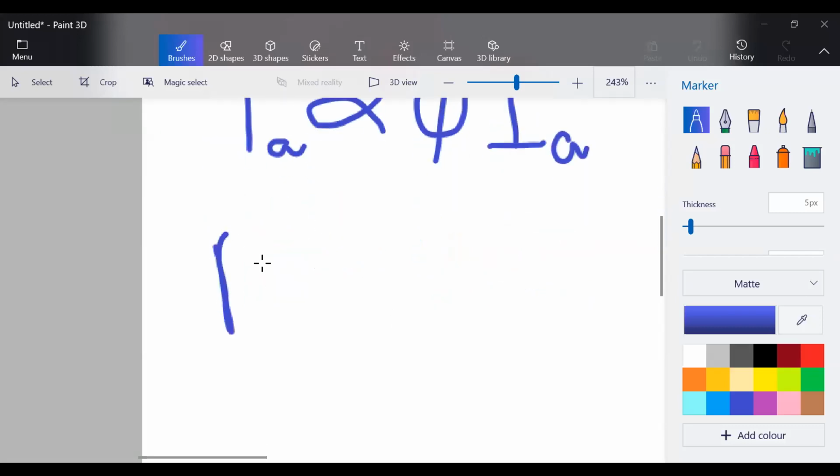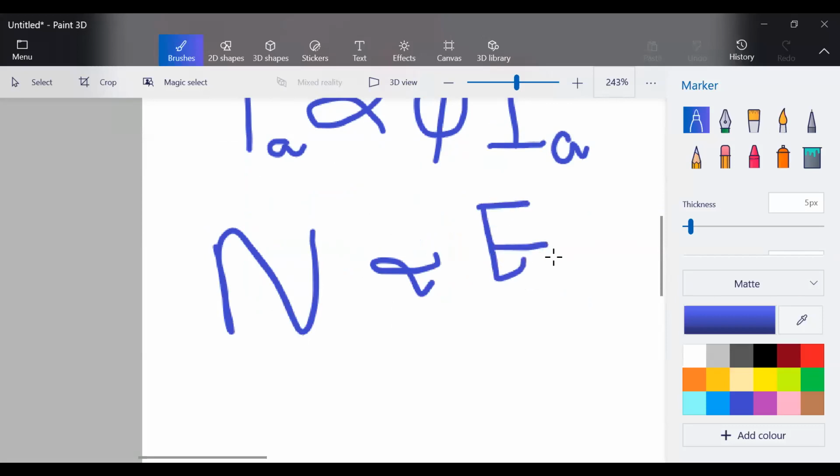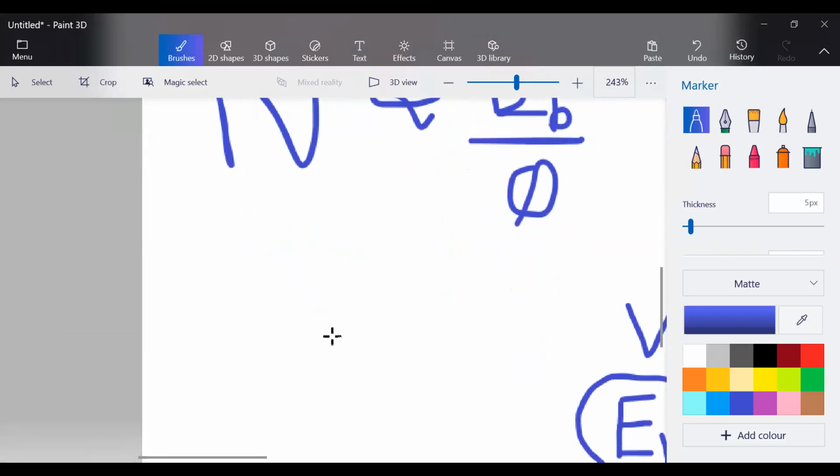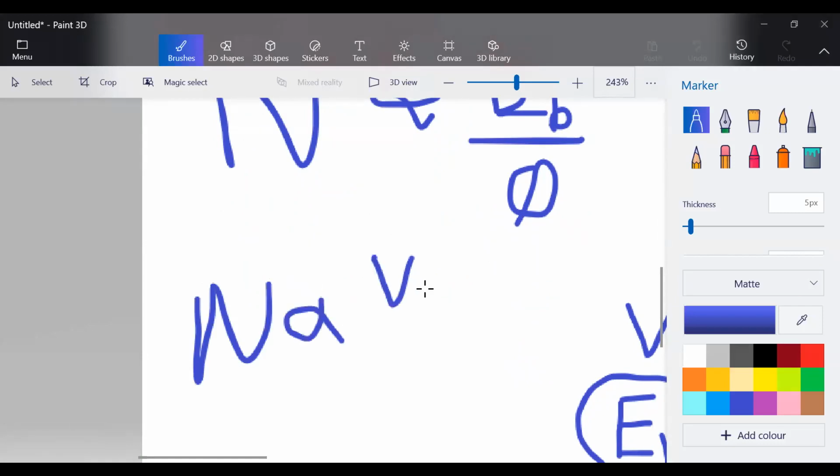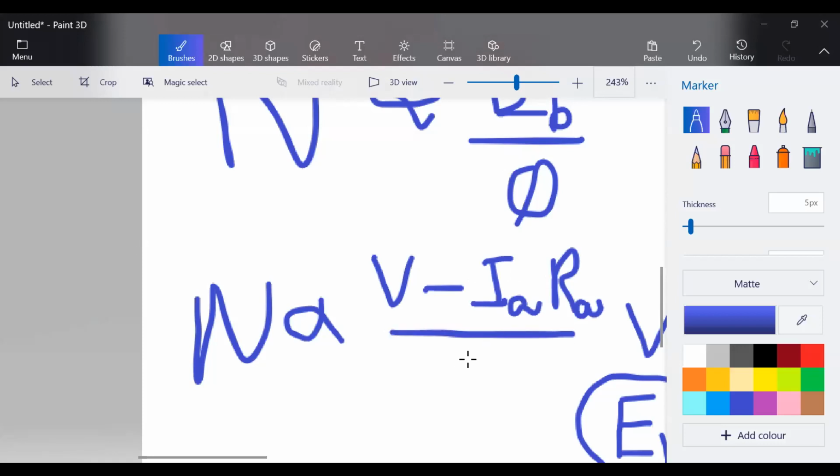And speed is proportional to back EMF by flux. As in our last slide, speed is proportional to back EMF by flux. Therefore, speed is proportional to V minus I_a R_a by flux. So these are the equations.